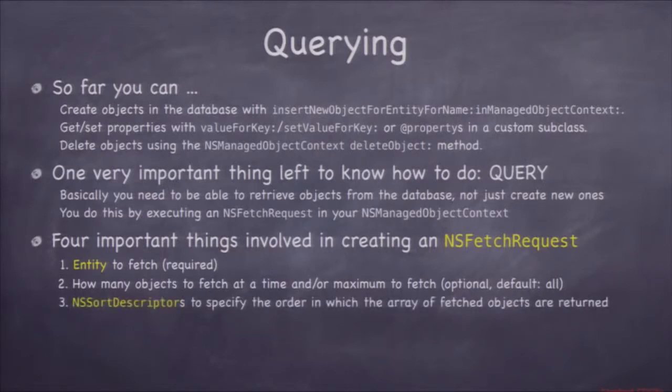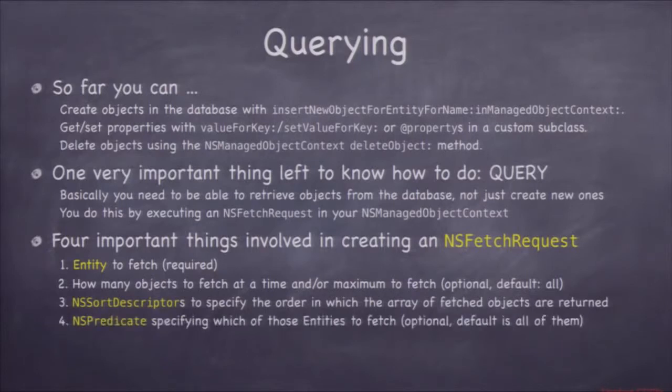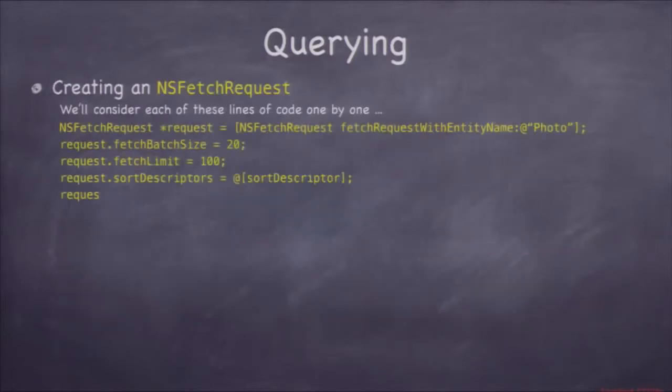Sort descriptors, which we're going to talk about, are how to sort the results, because the results are an array, not a set. The array means it's ordered, so you've got to specify what order to give those objects back in. And then, most importantly, the predicate. The predicate says which of those entities you want. Which photos, which photographers. Okay, so let's look at these four things.